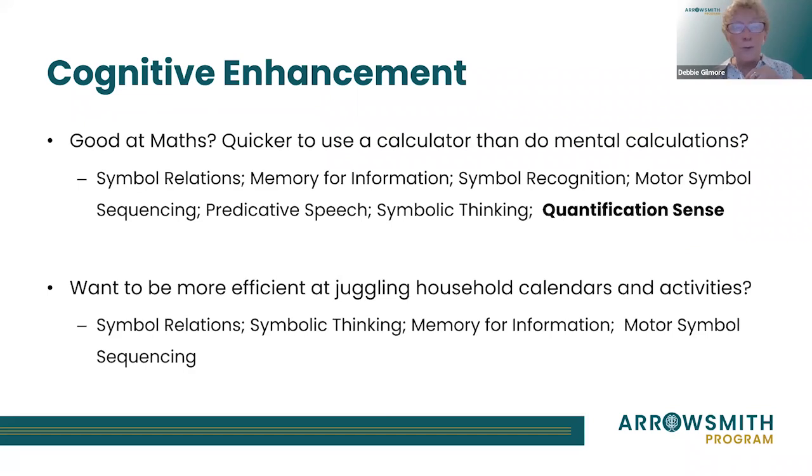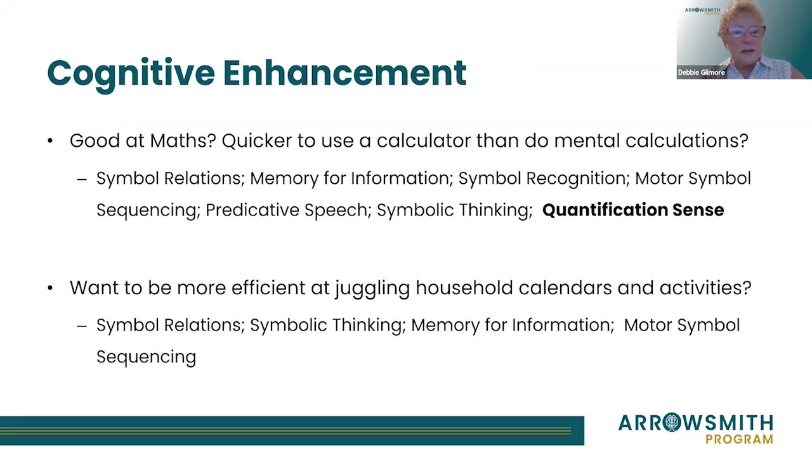There could be a really good mathematician who wishes they could just do mental calculations quicker. So on the screen there, you'll see some of the cognitive functions that are involved in mathematics. So we have symbol relations, one of the most critical cognitive functions that we use every single day. Memory for information, so you have to remember things in mathematics. There's symbol recognition, that's a little obvious. We have to be able to remember symbols of maths.